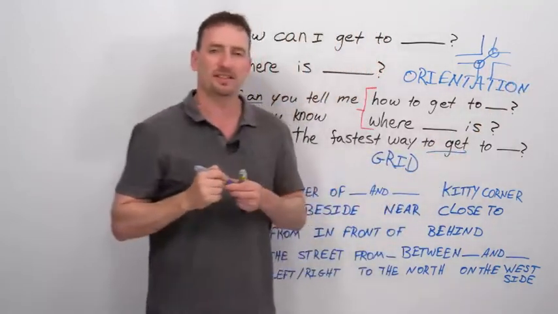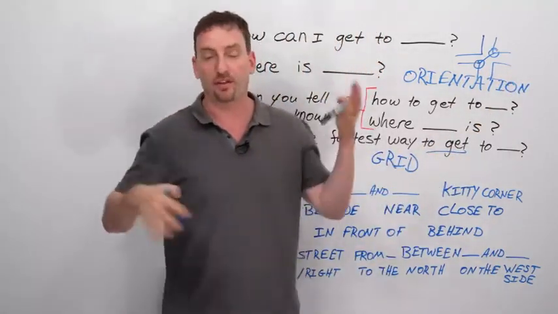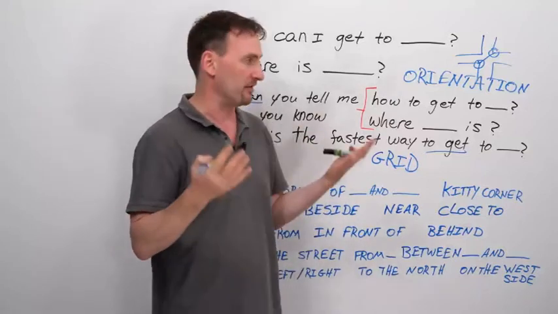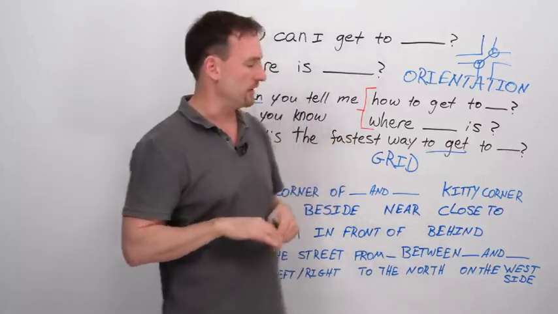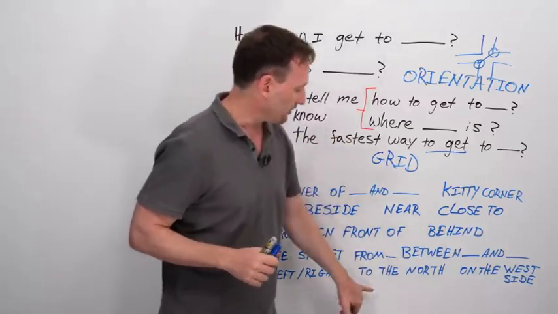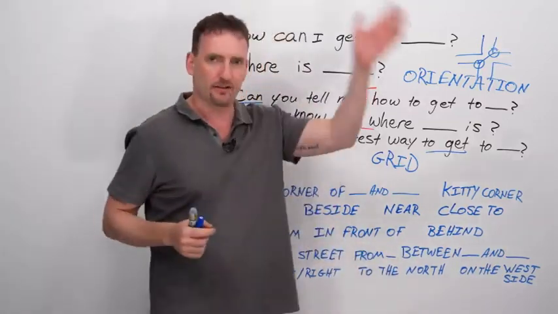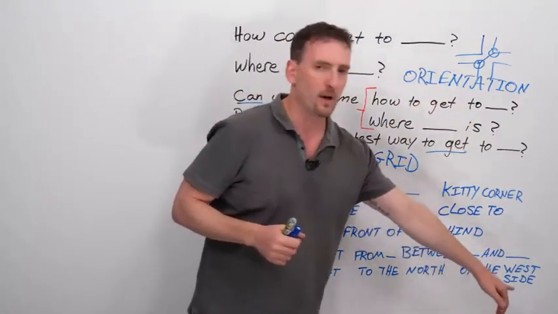So when you go to a new city, become oriented with the layout of the map, of the grid. Always get a map, figure out which way is north, and then you'll start to understand. So to the north means in the direction of north on the west side.